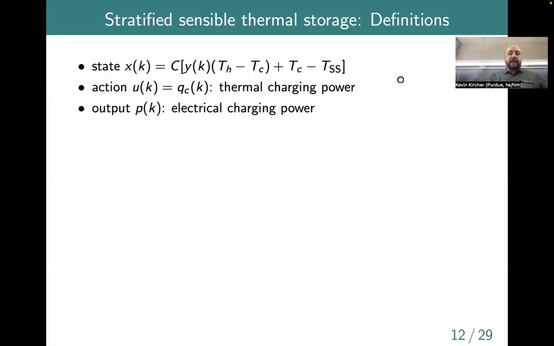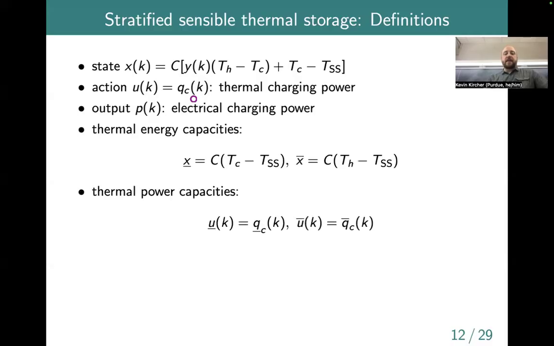And in the interest of time, I'm going to rip through this slide, but you can go back to the thermal storage lecture and remember the definitions of all of these things. But basically, Y here is normalized between 0 and 1, and it pretty much tells us the height of the thermocline, and it's measured from the top of the tank. When Y is equal to 0, we say that there is no stored thermal energy, and when Y is 1, we say that it's full.